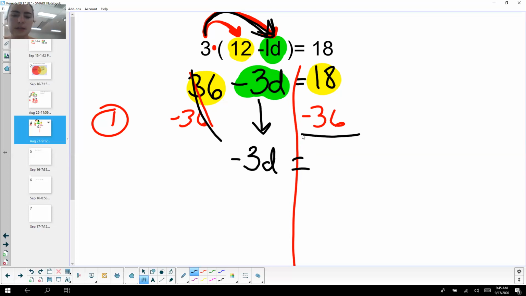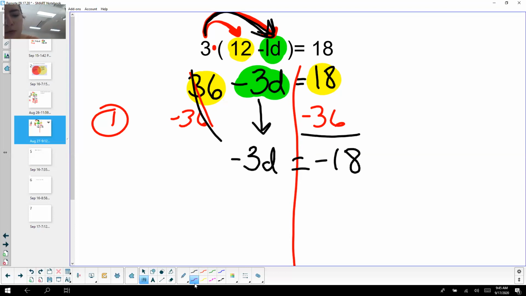18 minus 36. Somebody today in class was taking a number that was bigger away from a smaller number and was like, that's not possible. And I was like, well, put it in your calculator. So 18 minus 36 is going to give us negative 18. So it does work. So negative 18.